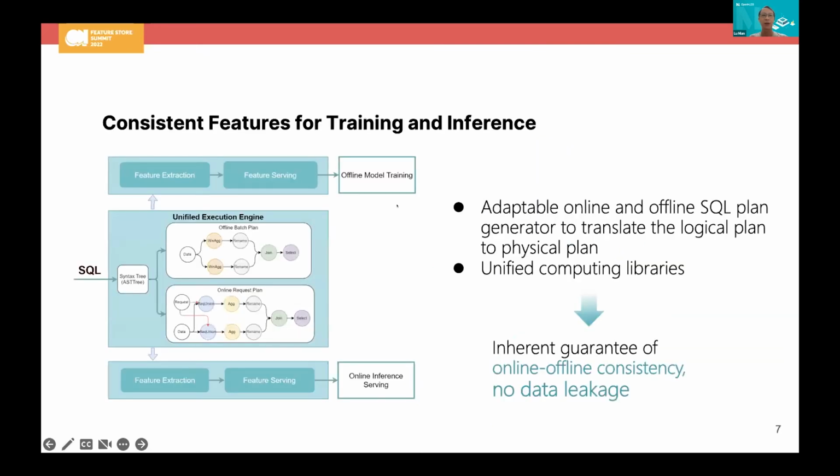So let me quickly go through some highlights of this project. The first one, as I mentioned, is that we have a SQL plan generator to ensure the consistency between the offline and online engines. We have developed this SQL plan generator to translate the logic plan to a physical plan for the offline engine and online engine, and ensure the consistency. And also we share some unified computing libraries between these 2 engines. So through this SQL plan generator we guarantee offline and online consistency without data leakage.